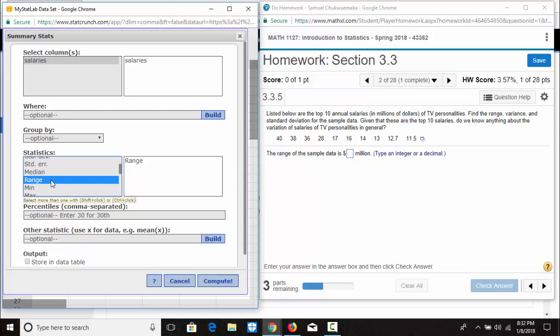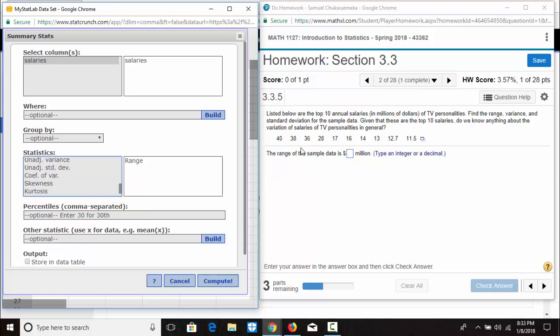Now I'm using a Windows machine. I'm using a Windows PC to do this, so I'll hold the control key down, then I look for variance. As you can see here, we have variance, and then we have unadjusted variance, and then we also have the standard deviation, and we have unadjusted standard deviation. So the unadjusted variance is the population variance, and the unadjusted standard deviation is the population standard deviation.